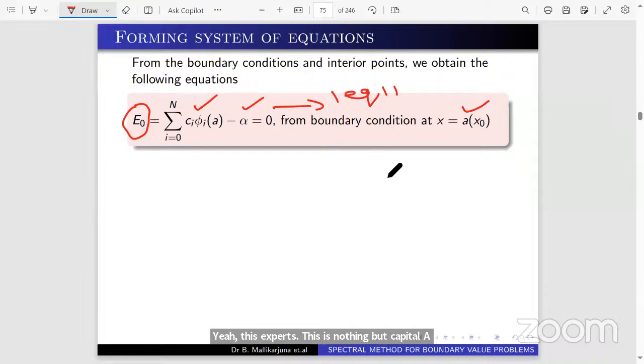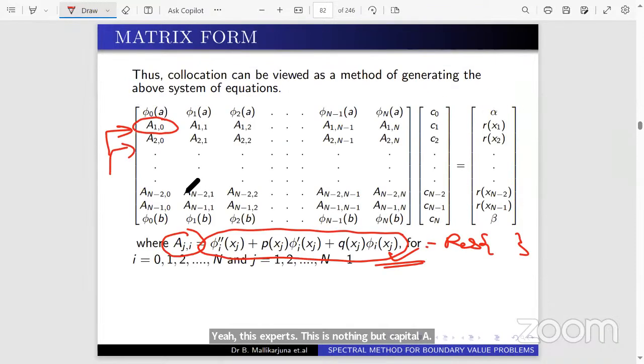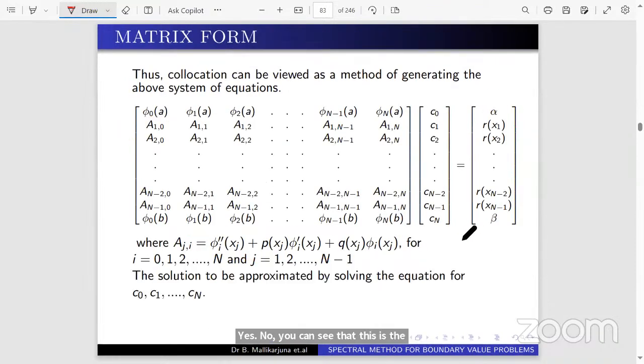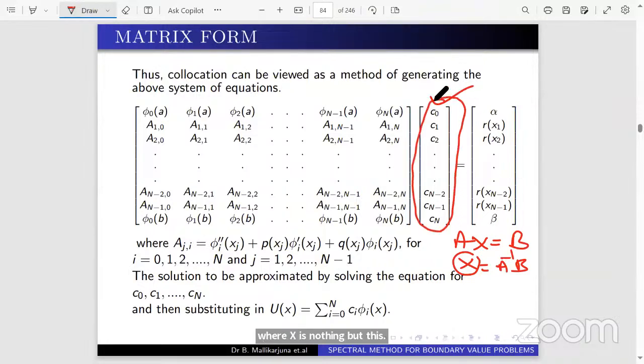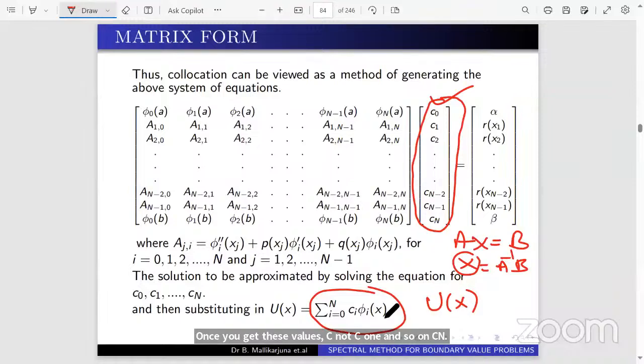Now you can see that this is the differential system of equations in matrix form, and Ax is equal to B. Then how do we find x? A inverse B, where x is nothing but this. Once you get these values, C0, C1 and so on, Cn, replace in this. This is the approximating solution.